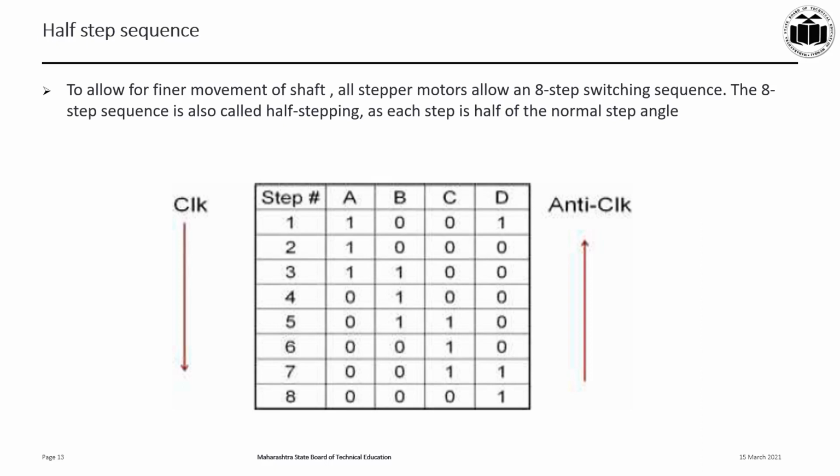As you can see in the table, 4 stepper motor coils or windings A, B, C, D are shown. So in step 1, you can see first winding A and winding D is energized. In step 2, only winding A is energized. Then again A, B are energized, then only B is energized. In step 5, B and C are energized. In step 6, only C is energized. Step 7, C and D are energized, and in step 8, only winding D is energized. So in this way, we are making the motor movement finer.